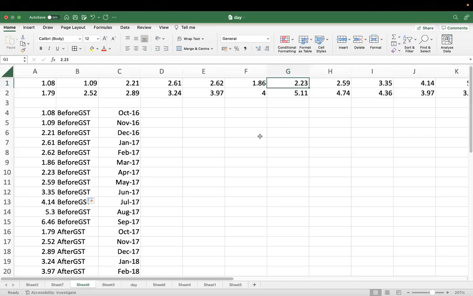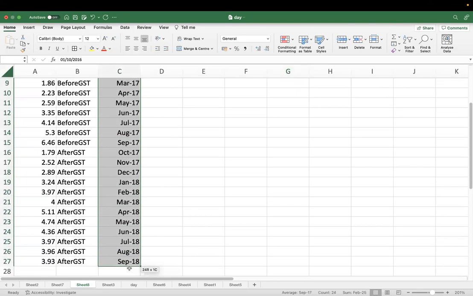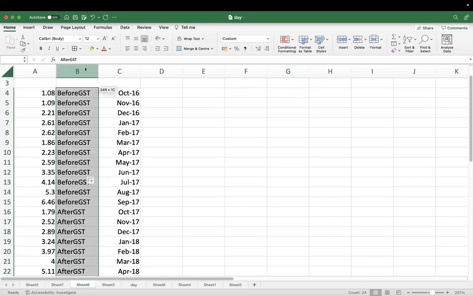So when you have the real-time data, it will be like this. You will have month and this. You have to use an if statement and then you have to input this before and after.